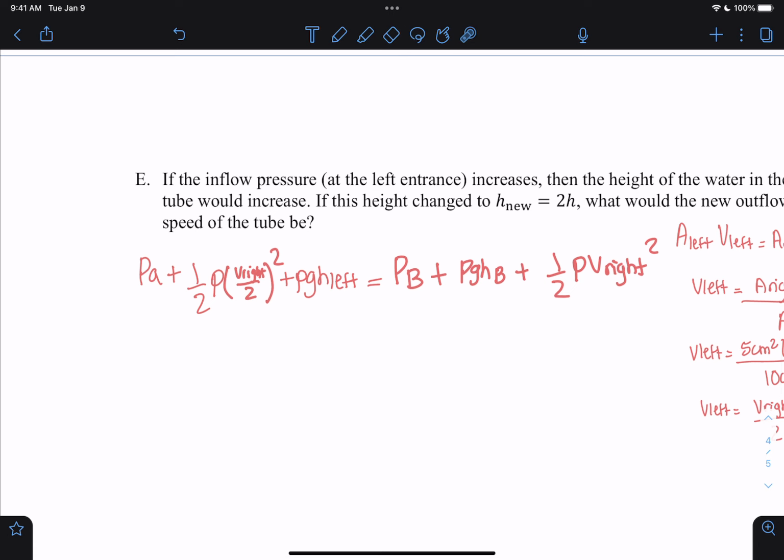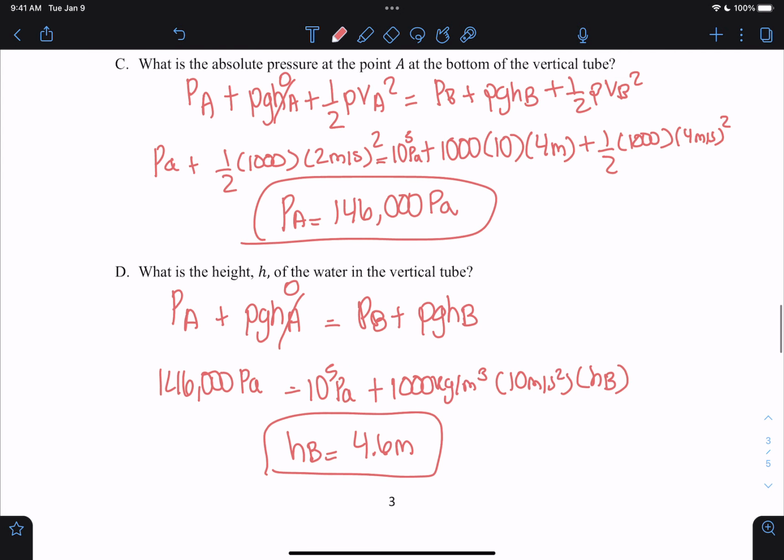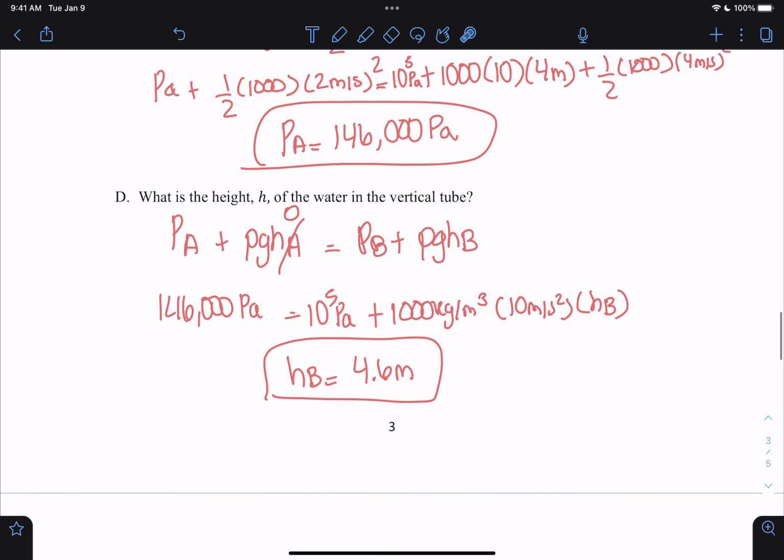So that way you can see here that this will eventually, the V right will be the only variable that we're looking for at the end. Okay. So for PA, we said that we can figure it out using PB plus rho GHB, right?